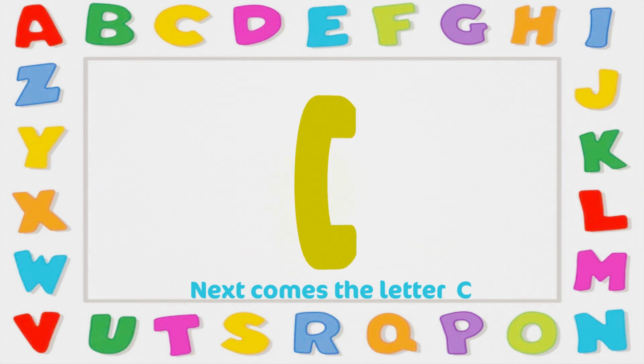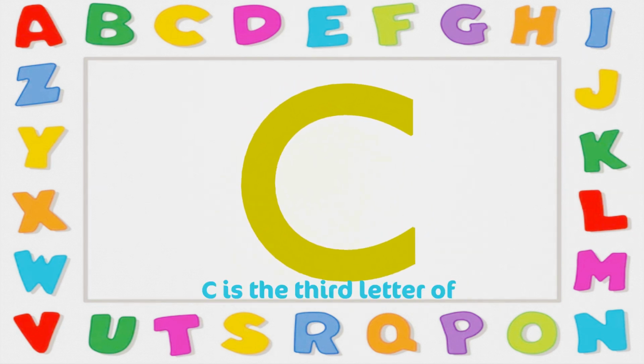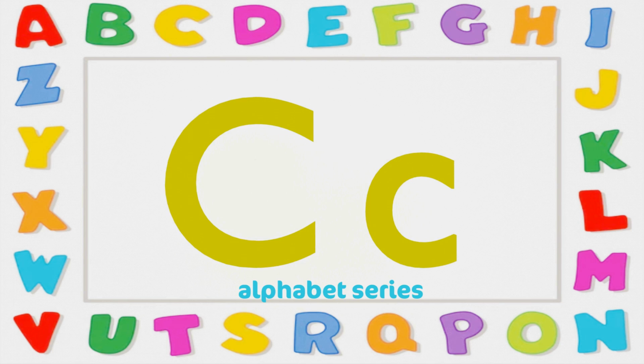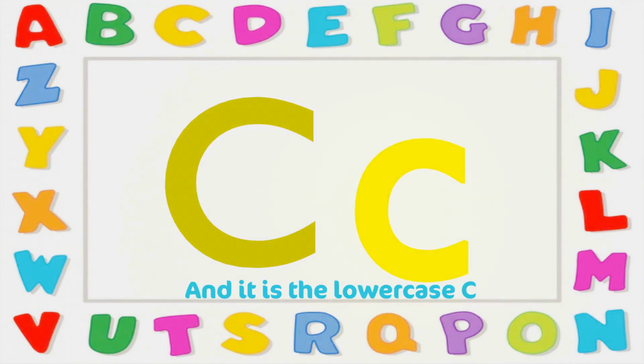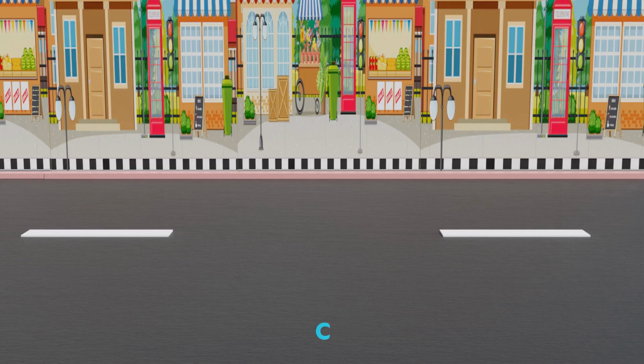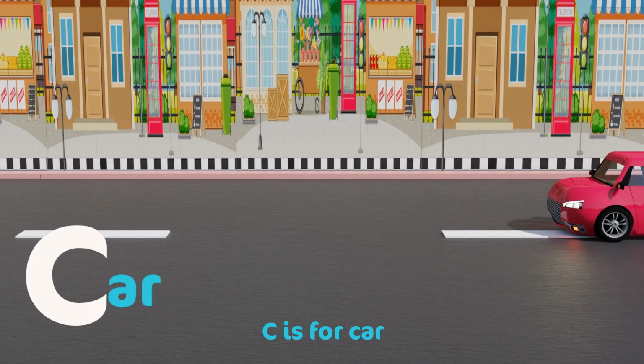Next comes the letter C. C is the third letter of alphabet series. It is the uppercase C, and it is the lowercase C. C. C is for car.